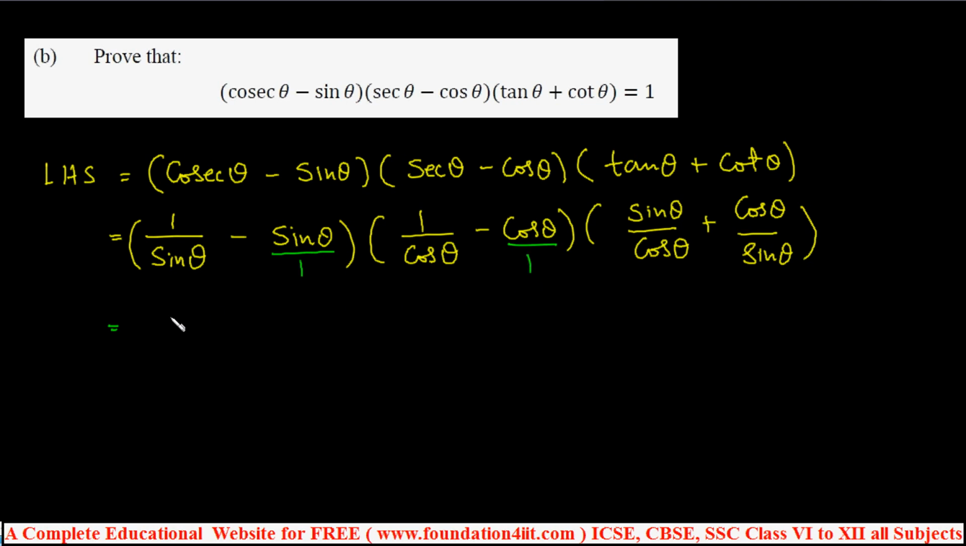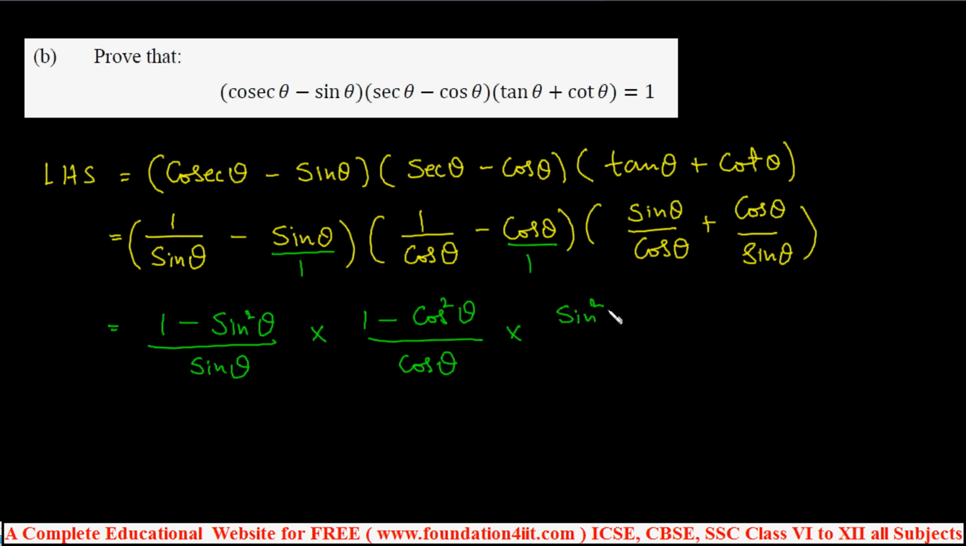Do LCM. So 1 minus sin square theta by sin theta, into the same, this also 1 minus cos square theta by cos theta, into here is sin by cos plus cos by sin, LCM: sin into sin, sin square theta, plus cos into cos, cos square theta, by cos theta into sin theta.